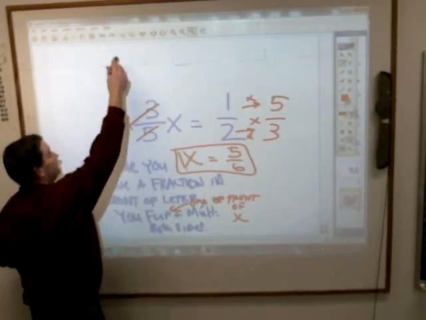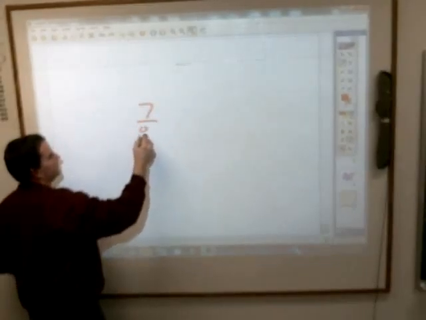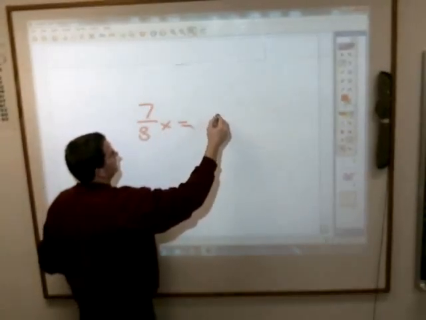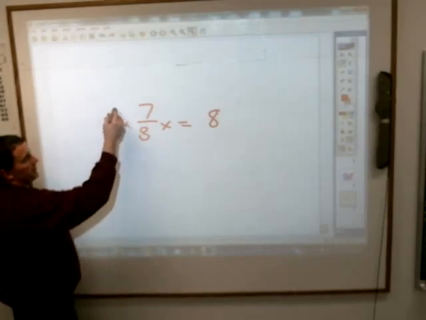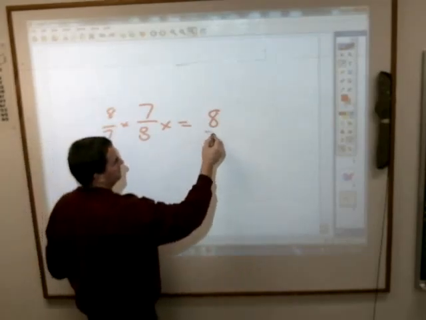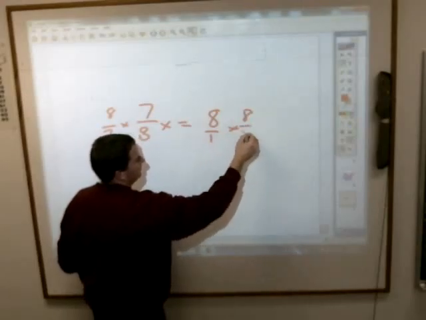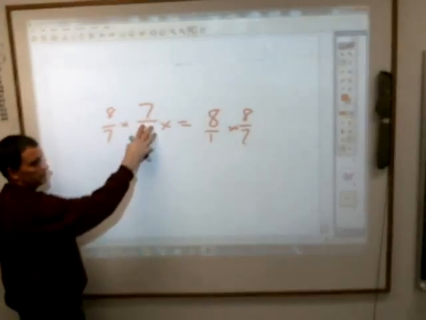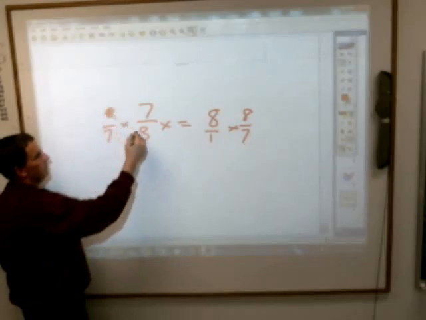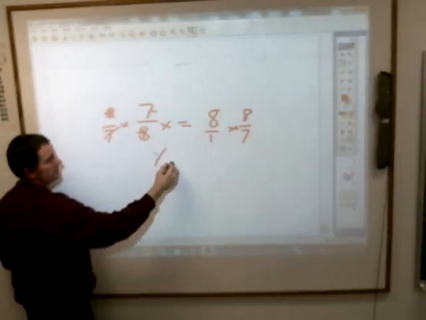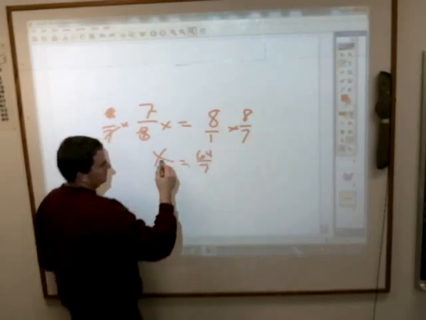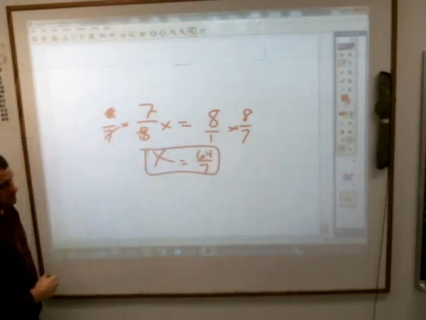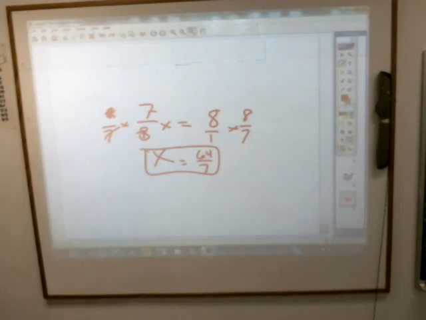Let me give you another example. 7/8 x equals 8. You are going to multiply both sides by 8/7. Whatever this fraction is, you flip and multiply. These will both cross off to give you just the x. And this one over here would end up being 64/7, which I'll just leave as 64/7 because that's the point of what we're doing today.